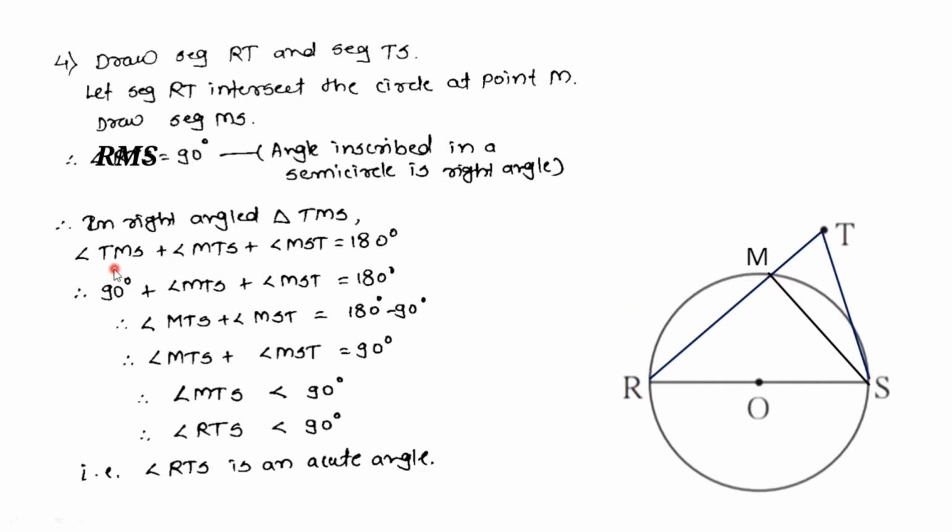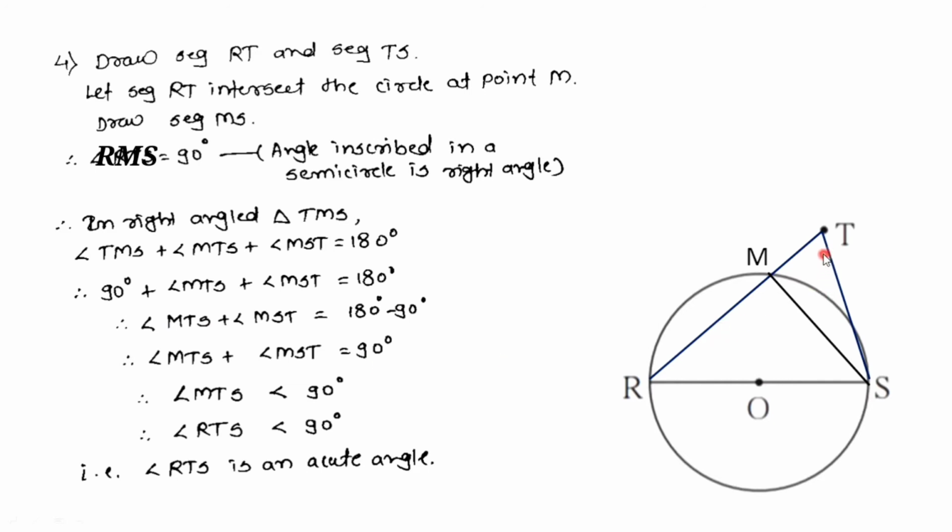Now, out of which angle TMS is 90 degrees, we will replace it here, plus angle MTS, plus angle MST, that is equal to 180 degrees. So in the next step, we have angle MTS plus angle MST is equal to 180 degrees minus 90. If we transfer plus 90 to the right hand side, it will become minus 90. So 180 minus 90 is equal to 90 degrees. So we get angle MTS plus angle MST is equal to 90 degrees.